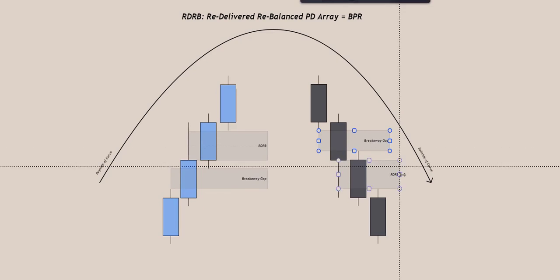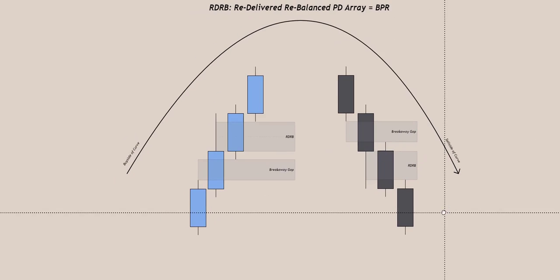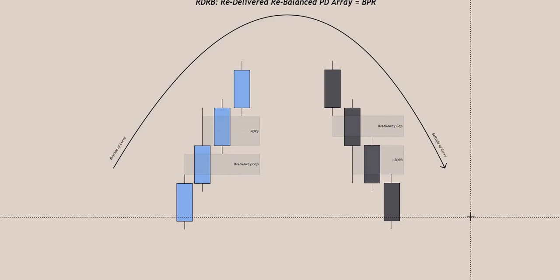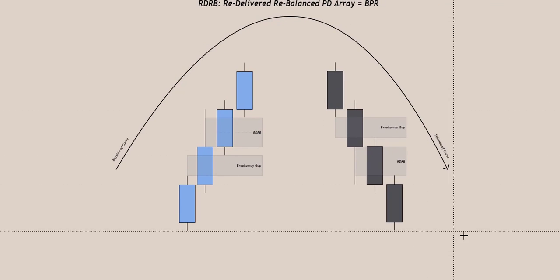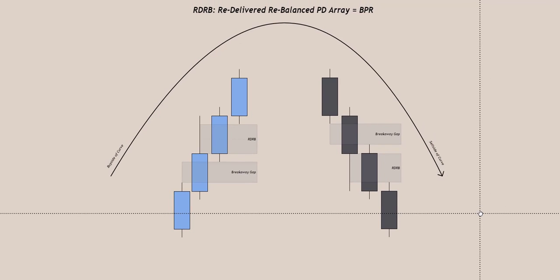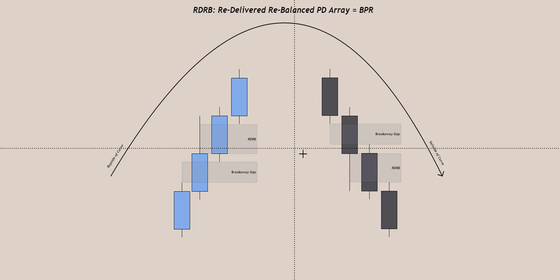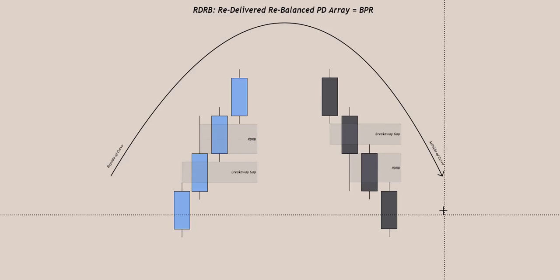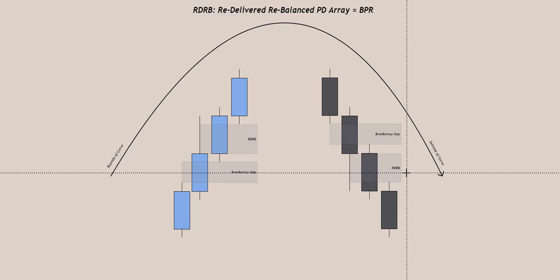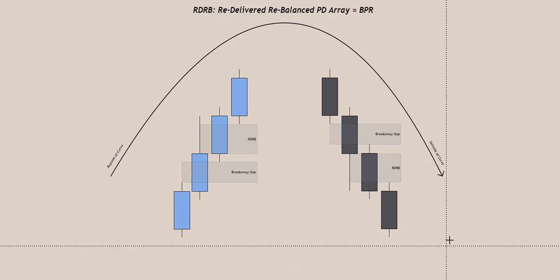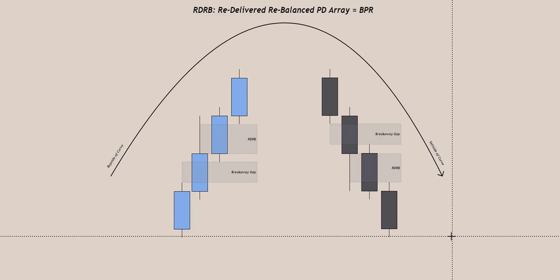So I hope this quick little video gives you a good idea of what an RDRB is. Essentially what I use it for is just identifying whether the market is still on the buy side or sell side of the curve. That's why, in a market buy model, I expect these bullish RDRBs to be respected. And then if we are in the sell side of the curve, I expect these bearish RDRBs to be respected. You'll see that in my trade execution videos and my live streams, etc. So it's just another PD array, essentially. It's just another way of looking at balanced price ranges.